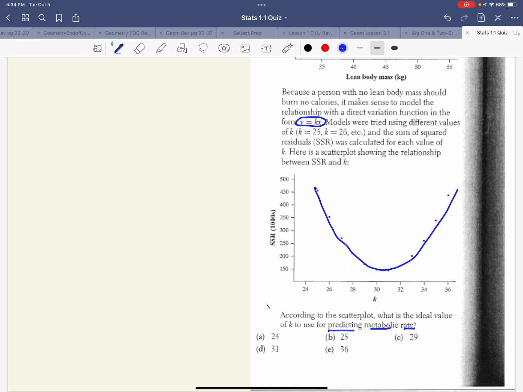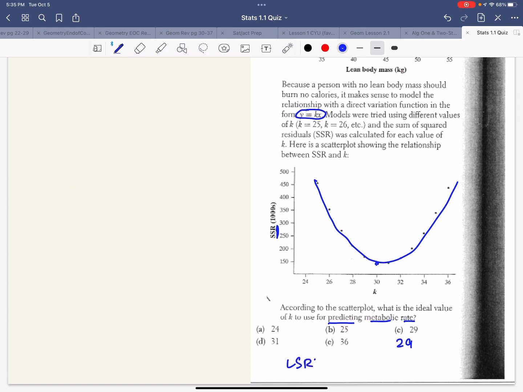It's showing here we would use 29, right? Because the sum of the squares of the residuals would be the lowest. We want a least squares regression line that minimizes the area under the curve, and the area above the curve. So it has to minimize the sum of the squares.